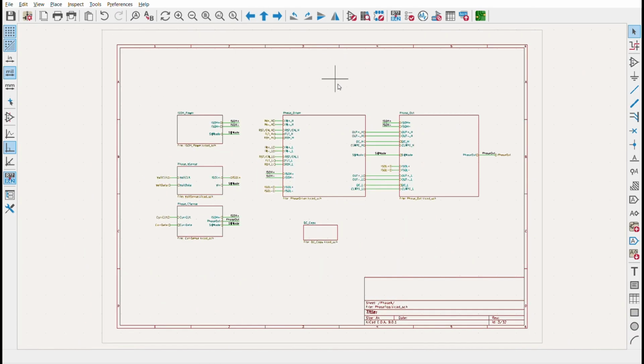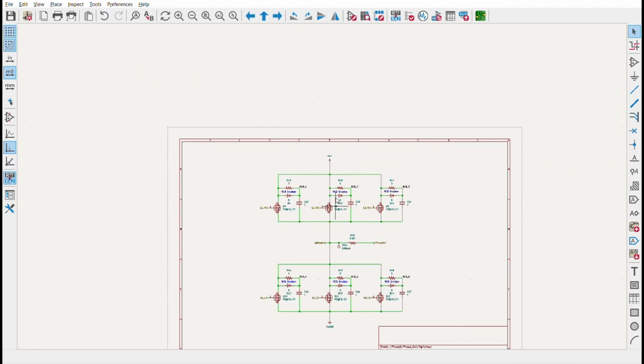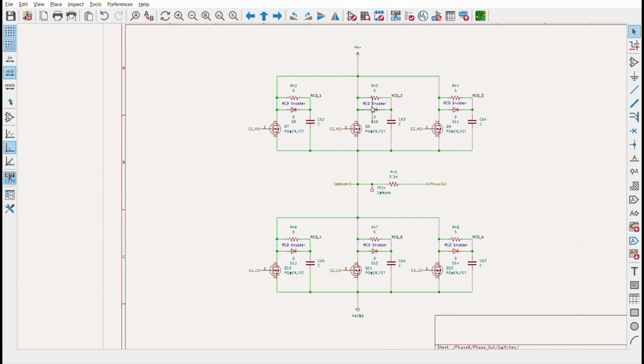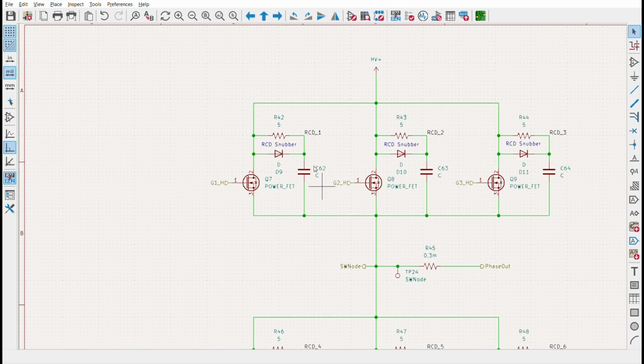Going over to the switches, we'll go into this sheet. I have 3 MOSFETs in parallel for my high side and low side drivers for current capacity. And then I have an RCD snubber across the drain source of each of my MOSFETs to absorb ringing when switching events happen. So whenever the switching event happens, let's say the FET turns off, the diode is a Schottky diode and instantly shunts all of the excess energy into this capacitor.